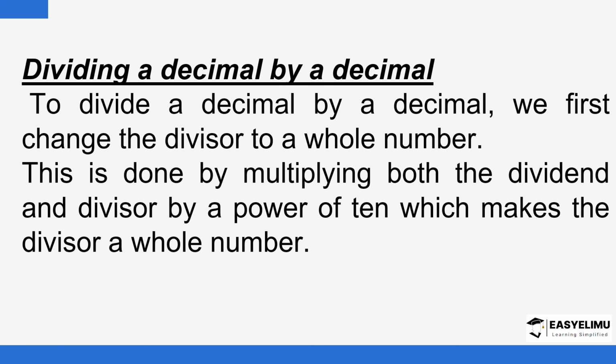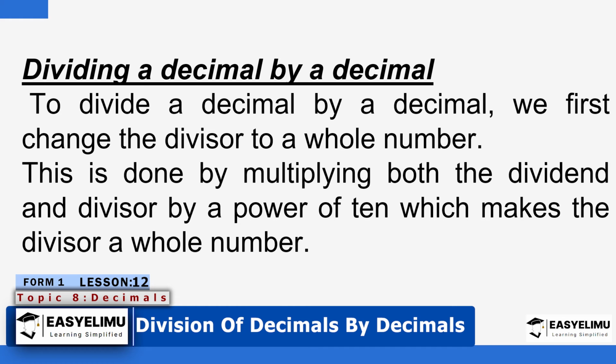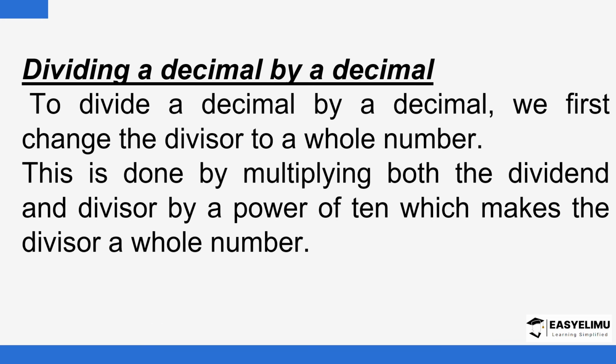So there is a rule here that is applied. One, when you are dividing a decimal by a decimal, we first change the divisor to a whole number. So how do you do that? This is done by multiplying both the dividend and the divisor by a power of 10, which makes the divisor a whole number. So we are going to see how that is done.